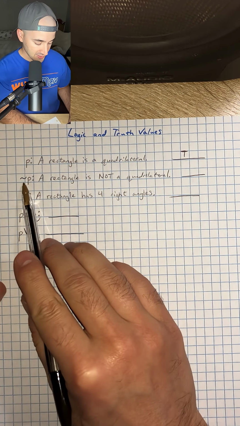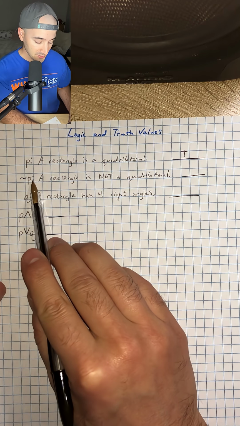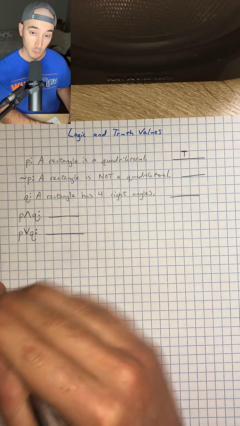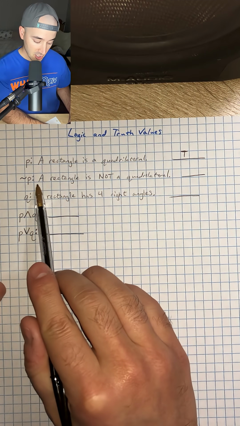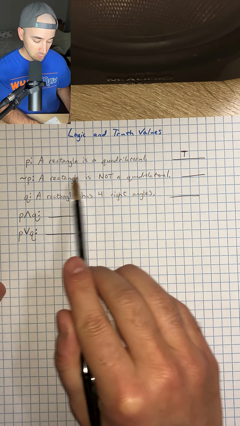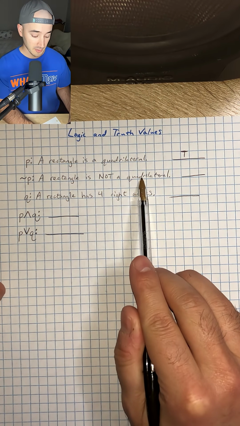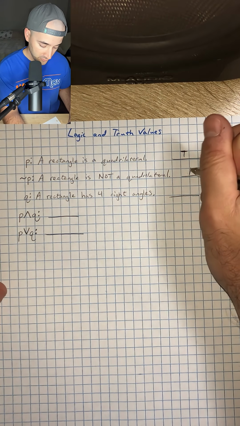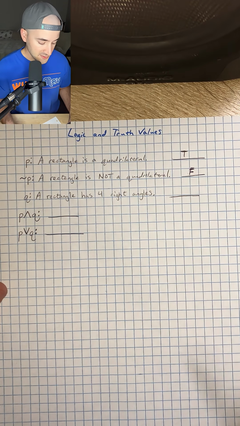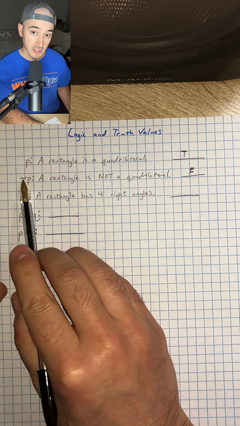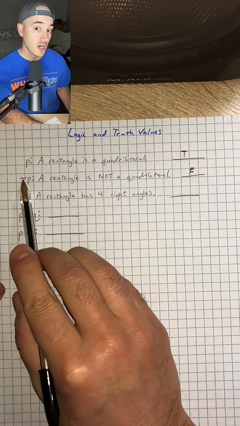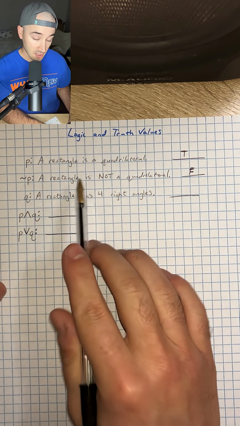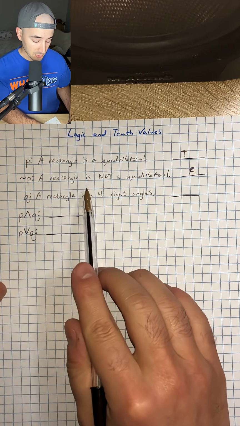Now the next one says we have the squiggly line with a P, and so that means that we're going to take the negation of statement P, or the opposite, okay? So the opposite would be a rectangle is not a quadrilateral, okay? So that statement is false. So that means we're going to put an F for false. Okay, so anytime you see that little sign in front of the letter, that means that we're doing the opposite or negation of that statement. Okay, so that's how we got this statement. I already wrote it for you, but that's how we would get to it.